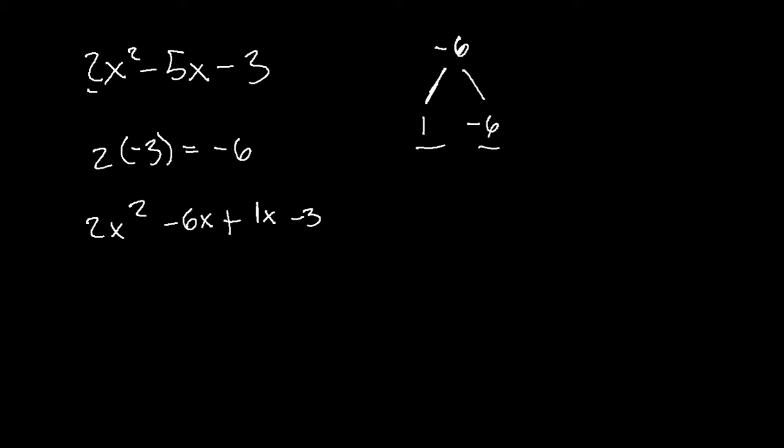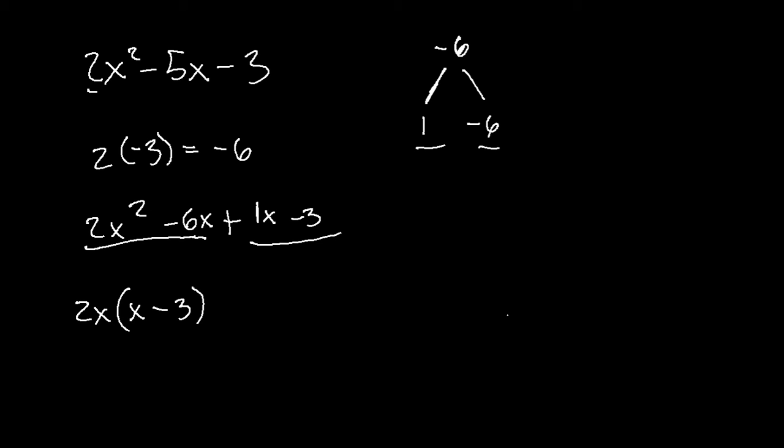Now this is only valid because negative 6x plus 1x still equals negative 5x, so the value of the expression is not really changed. Now with 4 terms, you can use a method called factor by grouping. So we first group our expression into two groups, and then we take out the greatest common factor of the first group. The greatest common factor of 2x squared and 6x is simply 2x. 2x squared divided by 2x is simply x, and negative 6x divided by 2x is negative 3.